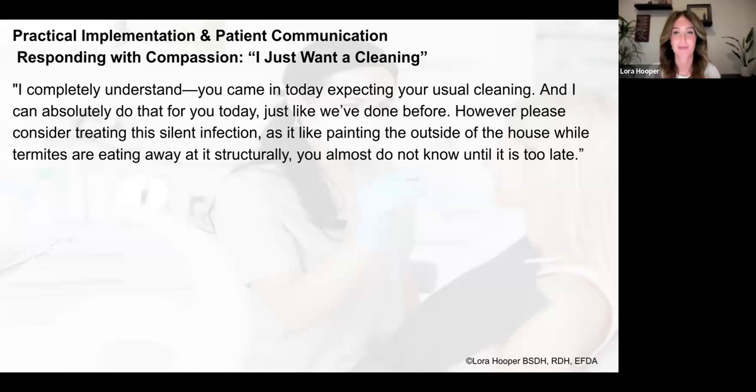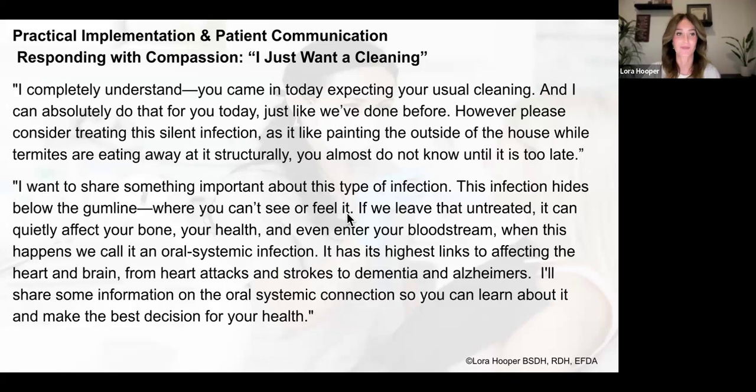The same thing can happen in your mouth. By the time they destroy so much bone, it can be too late. So I really want you to think about how to move forward. I'll get you cleaned up today, but let's consider bringing you back and getting that infection cleaned out.